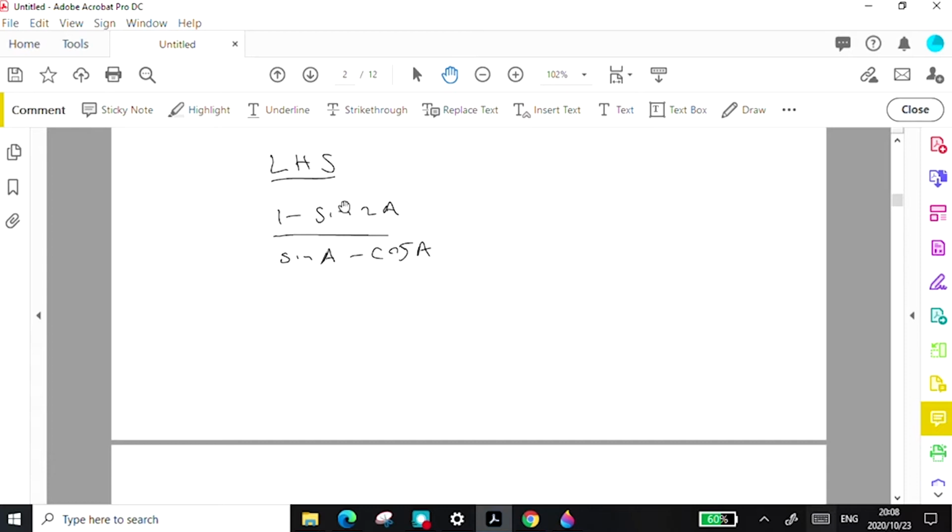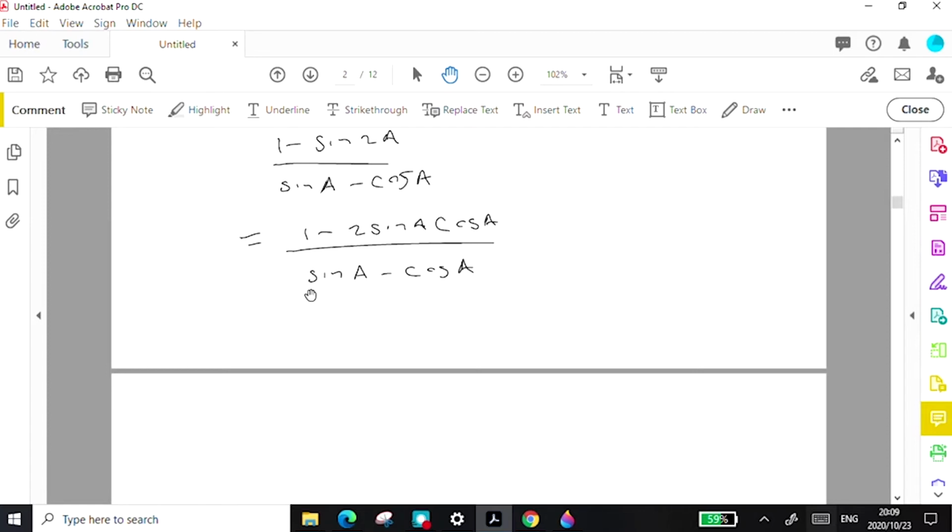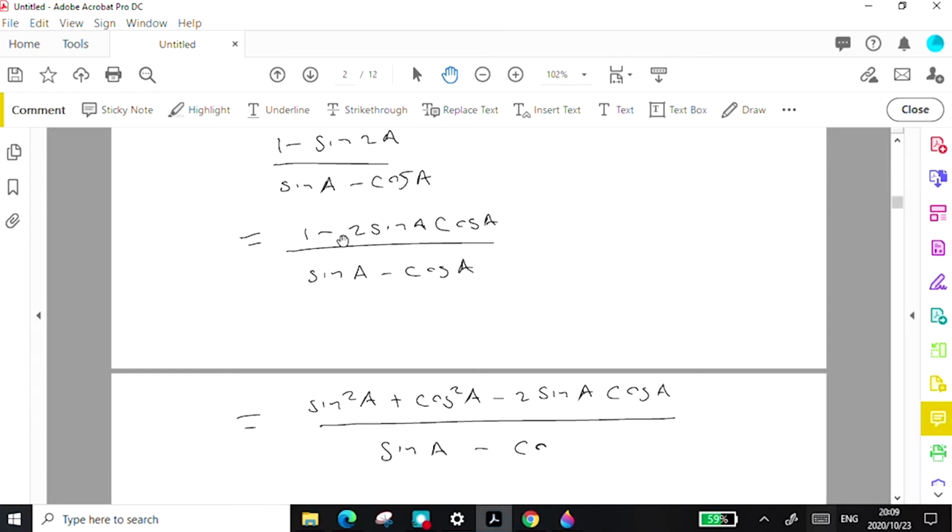So what we want to do is simplify this using double angles. We have 1 minus 2 sine a cos a divided by sine a minus cos a. Now I want to get rid of this 1. I know that sine squared plus cos squared is equal to 1. So I'll replace the 1 with sine squared plus cos squared to get sine squared a plus cos squared a minus 2 sine a cos a, divided by sine a minus cos a.